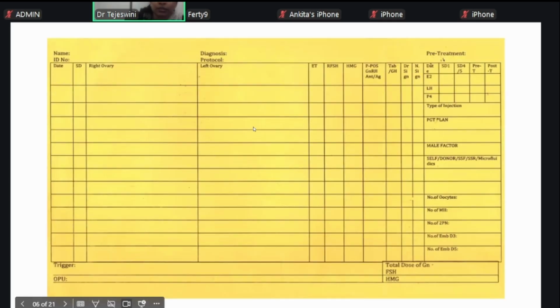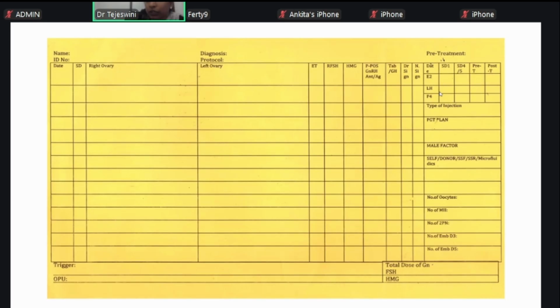So this is the other side of the stimulation chart, wherein the details of the woman and the ID number are noted. The diagnosis, the indication for which the IVF is being done, and the protocol, whether it is the antagonist or long agonist protocol or mild stimulation IVF, are to be noted here. And pre-treatment, if any, like estrogen pre-treatment or coenzyme Q, testosterone, which are given, are to be noted here.